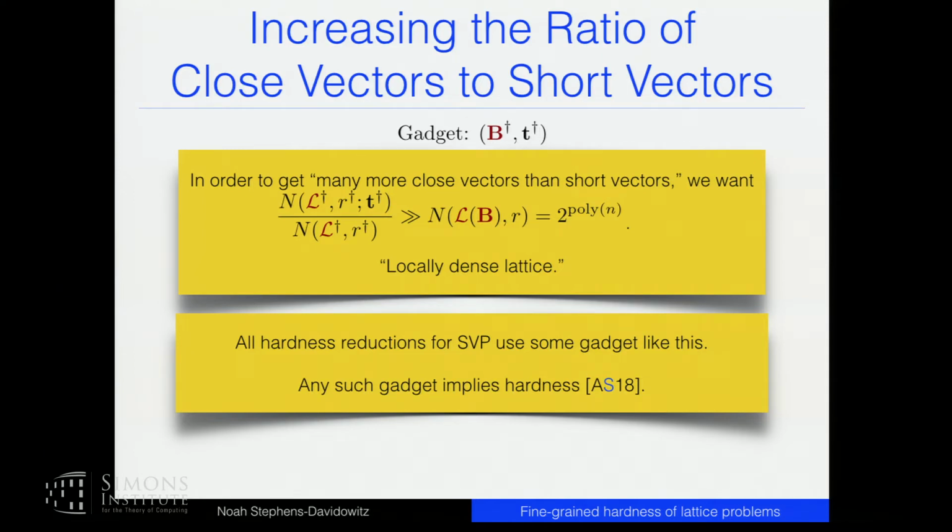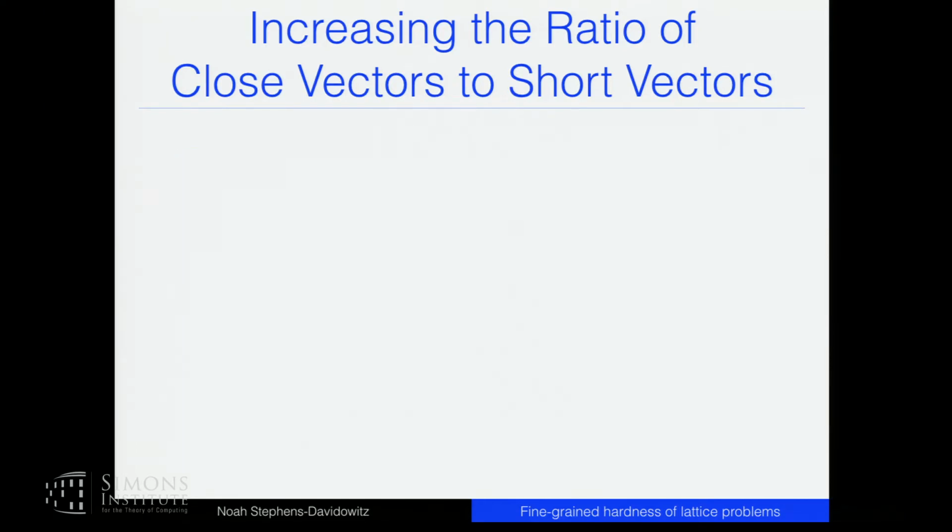Most of them use additional properties for various reasons. But we did show recently, it was probably already known to folklore, that in fact, any such gadget already implies hardness of SVP. So these are hard to build. I'm not going to show you how to build them. I'll just tell you what we've done and what we get out of it.